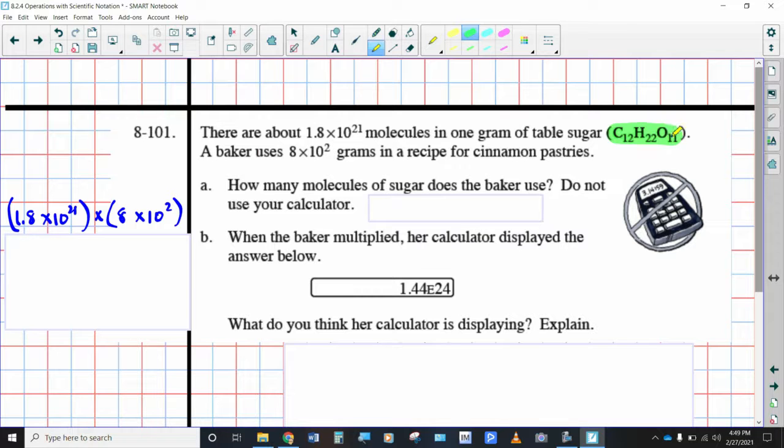11 parts oxygen. Okay, so a baker uses 8 times 10 to the second grams in a recipe for cinnamon pastry. So that is 800 grams, right? But I don't have a clue how many molecules that is because that's a big exponent right there. So if I said there were 18 molecules in 1 gram and you had 10 grams, wouldn't you take 18 times 10 to give you 180 for your answer?